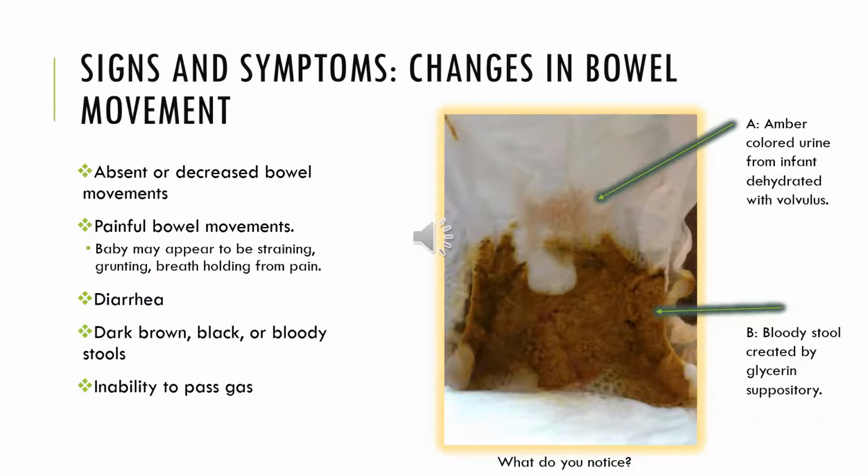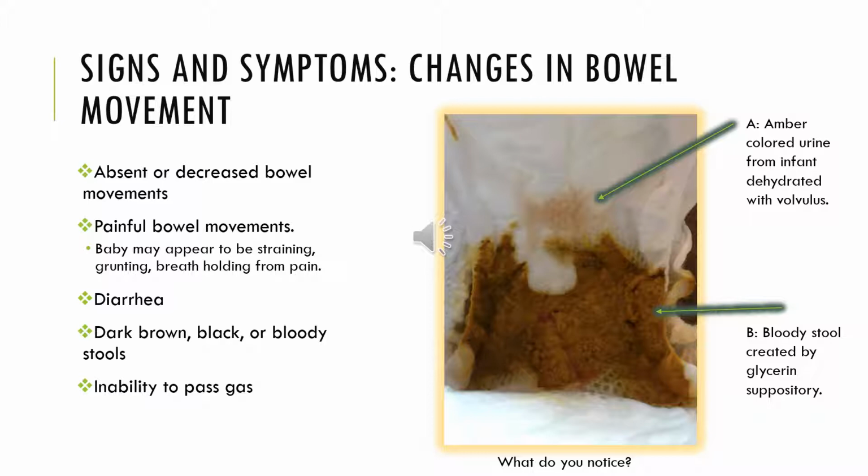Another sign that a volvulus has occurred would be changes in bowel movement. The patient may have absent or decreased bowel movements or sounds. The patient may also have painful bowel movements. If the patient is a baby, the baby may appear to be straining, grunting, or breath holding from pain. When a baby breath holds, it is very scary. They can turn red or even blue. The patient may also have diarrhea, dark brown, black, or bloody stools, and the inability to pass gas.